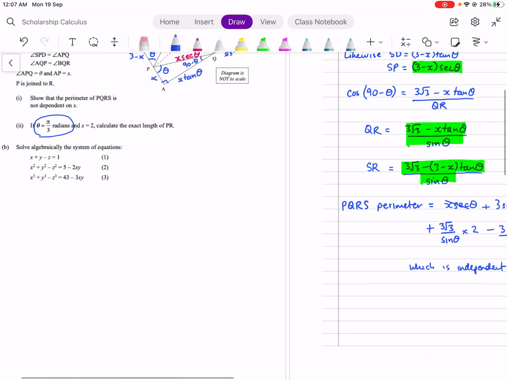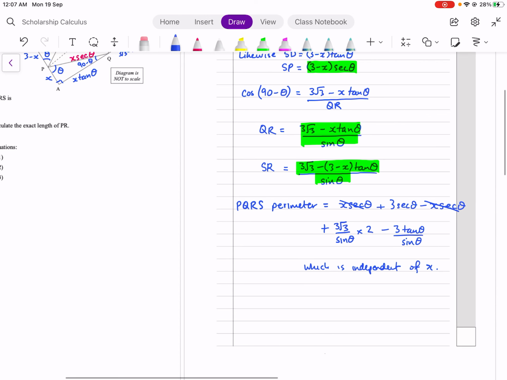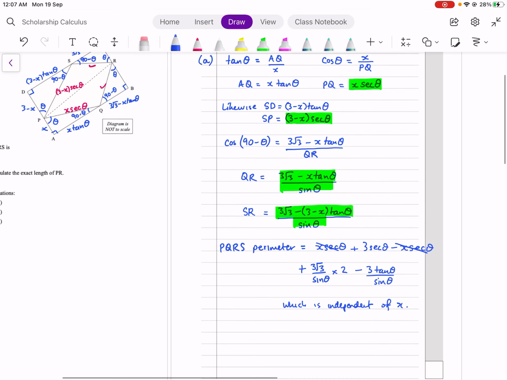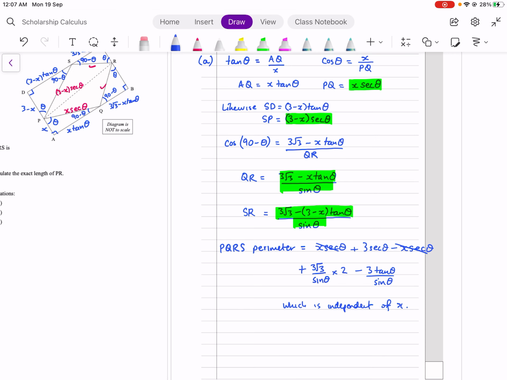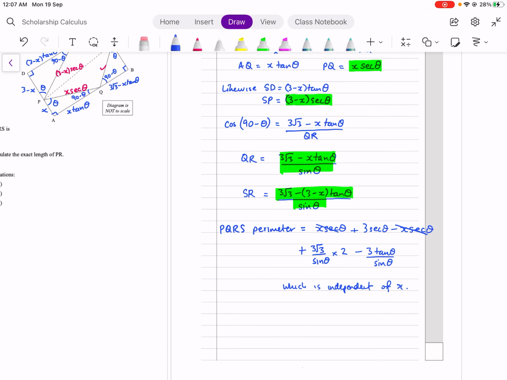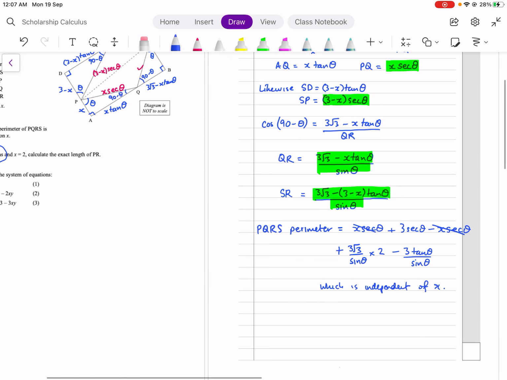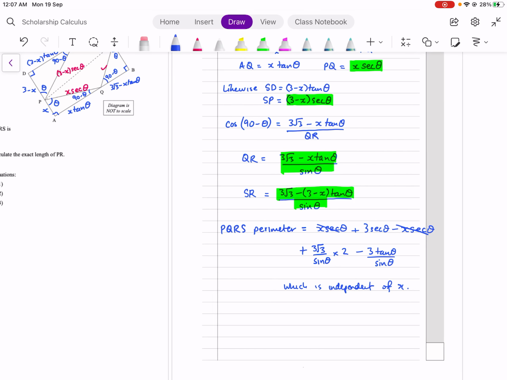Okay, and then the question says for the second part, if theta is pi over 3 and x equals 2, well, it didn't actually depend on what x was. Calculate the exact length of PR. So actually, just before I do that, if I can calculate this perimeter using the fact that theta is equal to pi over 3. So we've got 3 over cos pi over 3. 3 sec theta is 3 over cosine, plus 6 root 3 over sine pi over 3, and then tan is sine over cosine, and I'm dividing it by sine, so it's minus 3.